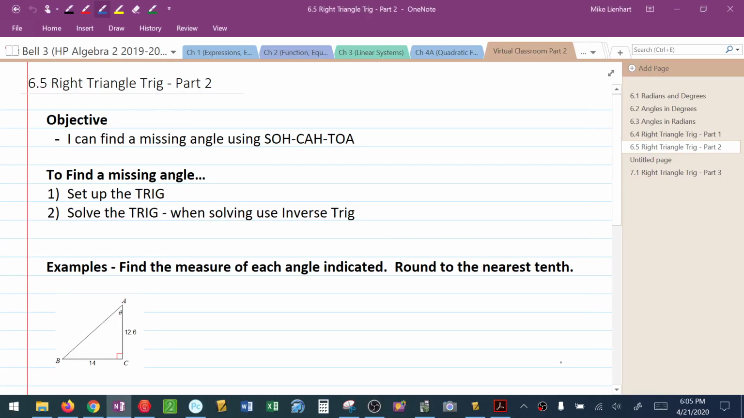Okay, this video is about right triangle trig part two, and this is where we're going to focus on how do you find a missing angle using SOHCAHTOA. All right, very simply, it's set up the trig, solve the trig. But this time, we're going to use something that is called inverse trig. Make sure your calculator is set to degree mode because the angles we want to write in a degree measure, okay? So here we go.